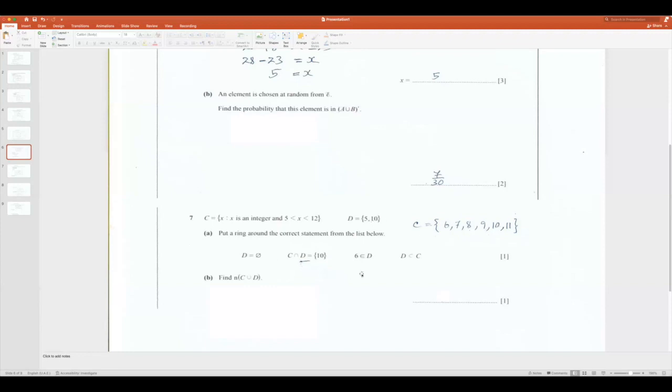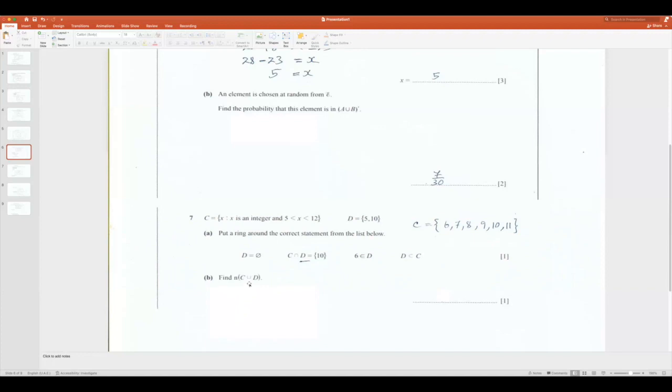This is correct. 6 is an element of D? 6 is not in D. And D is a subset of C? D is not a subset of C, because 5 is not there in C. So this is the answer.